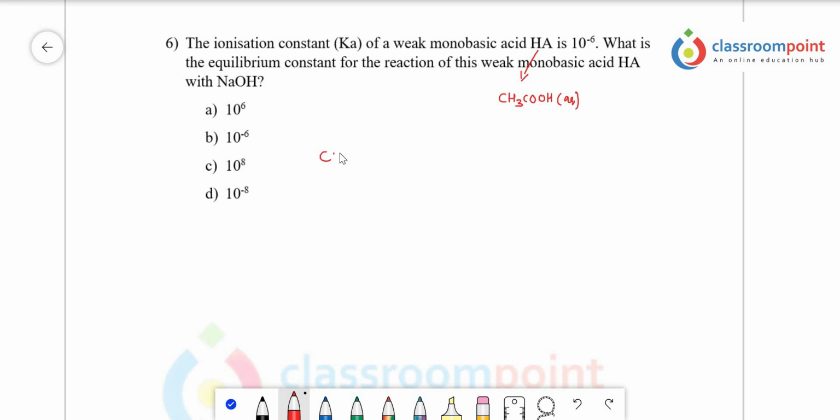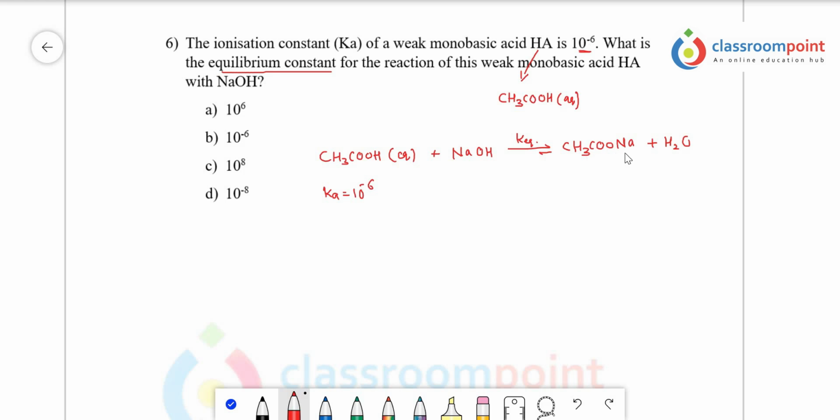So imagine here acetic acid reacts with NaOH and gives sodium acetate plus H2O. Acid dissociation constant is given, that is 10 power minus 6. Ka equals 10 power minus 6. And they are asking for the equilibrium constant. So the equilibrium constant is to be calculated.